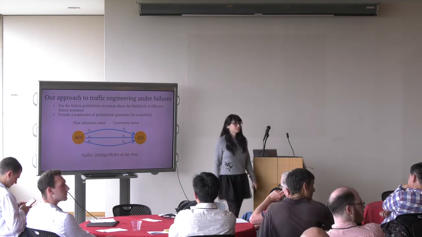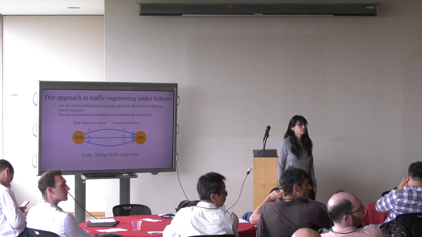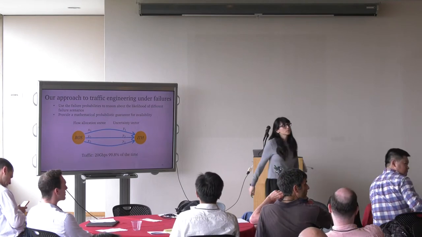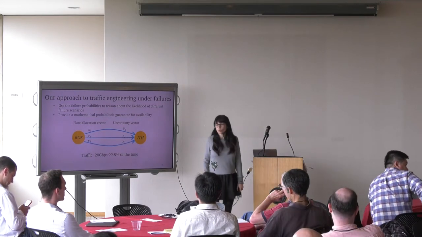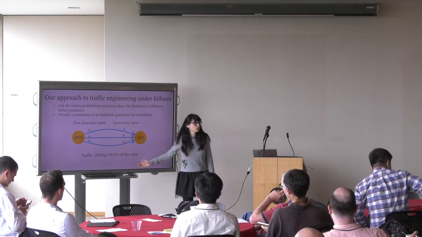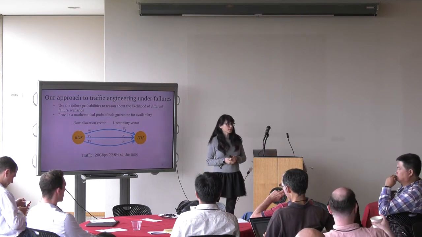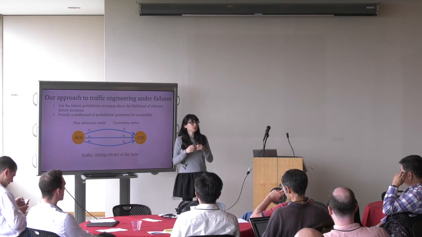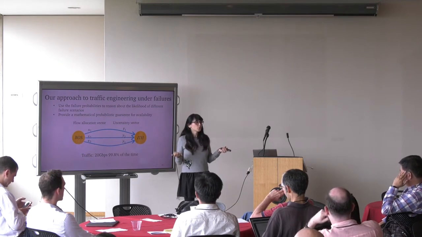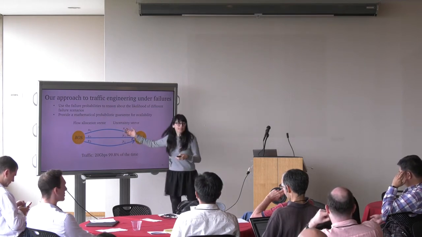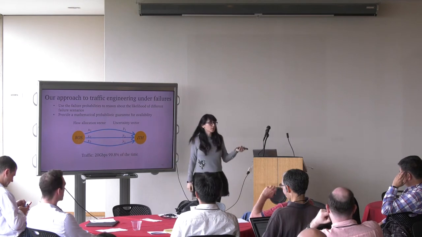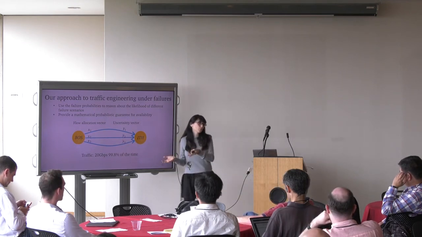Yes? Are you assuming that the failures on these links are independent, or is there any correlation? I'll get to that. Right now, in this example, we assume independence, but our formulation carries also correlated link failures. Think of failure scenarios. Failure scenarios could be two links failing at the same time. I can also calculate the probability of that and put that into my formulation.